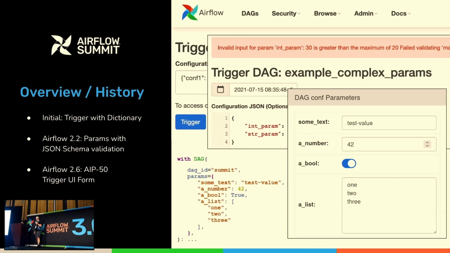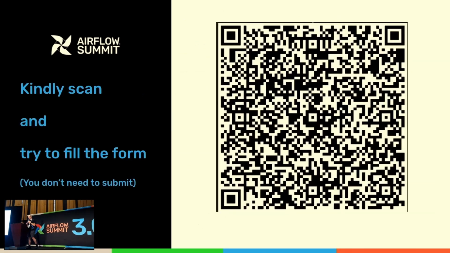And this was the base then in Airflow 2.6, AIP-50, to implement the first version of trigger forms, which not only validates the parameters based on the params, but is also the first entry point to render a nice form for the user. Because having a dictionary might be technically possible, but you scare users away and it makes using Airflow really hard. And for this, let's start an experiment.